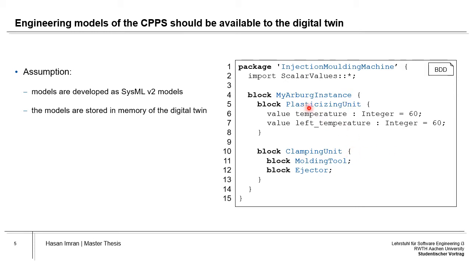For the plasticizing unit, we have two values called the temperature and the left temperature. Both are of type integer and they have a predefined value. So this is the design time model of the digital twin. And we have two assumptions here: that the models are made as SysML models and that they are stored in memory. So we choose the in-memory option for the digital twin because this is the fastest way to retrieve the model when we need to update it.